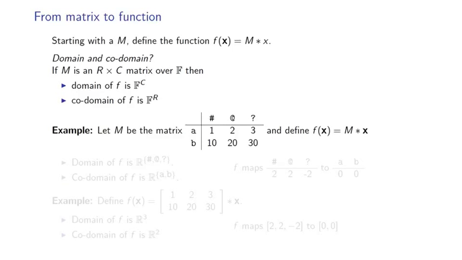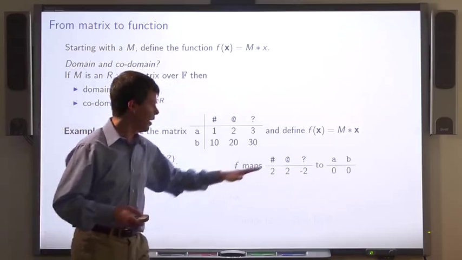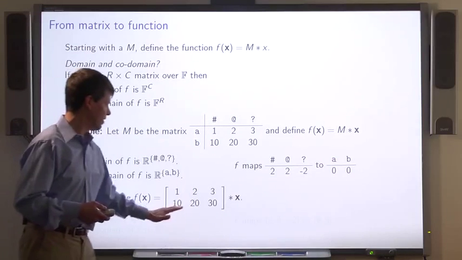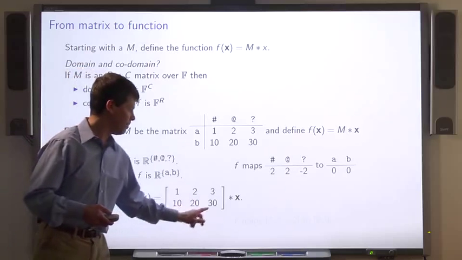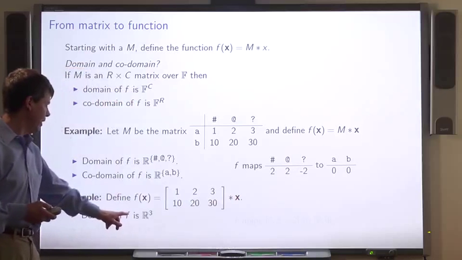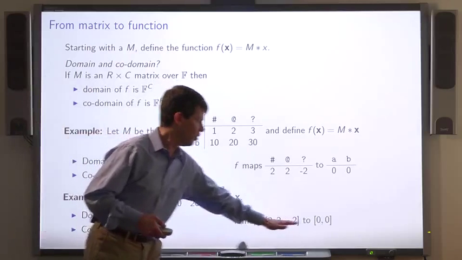So the codomain of the function f is the field to the R. For this matrix, the function f of x equals M times x has a domain of R to the set sharp at and question mark, and the codomain is R to the A and B. So for example, given this as input, this is the output. Here's another example. Given this, define this function as this matrix times the input. Then the domain of the function is R3, the codomain is R2. And for example, it maps this input to this output.